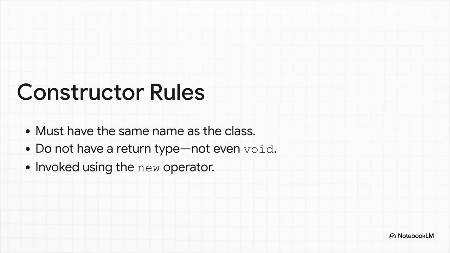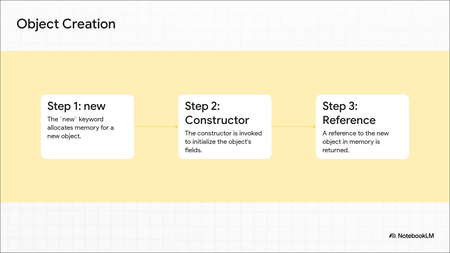That's the word that tells the program, hey, fire up the assembly line. The whole process is super fast. First, new carves out a little chunk of computer memory. Next, the constructor runs and fills in all the starting values for the fields. And finally, the system hands you back a reference, which you can think of like a remote control for your new object that's now living in memory.